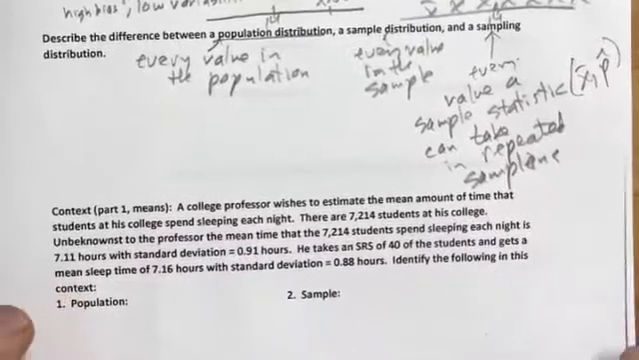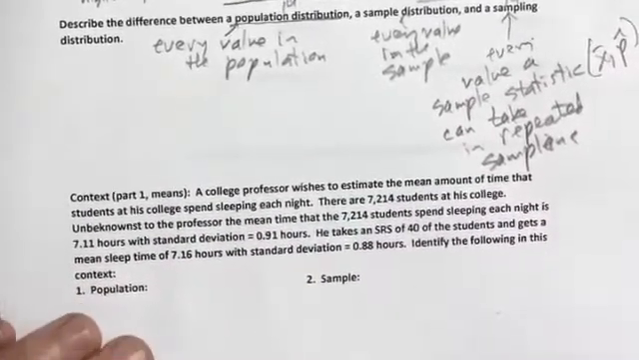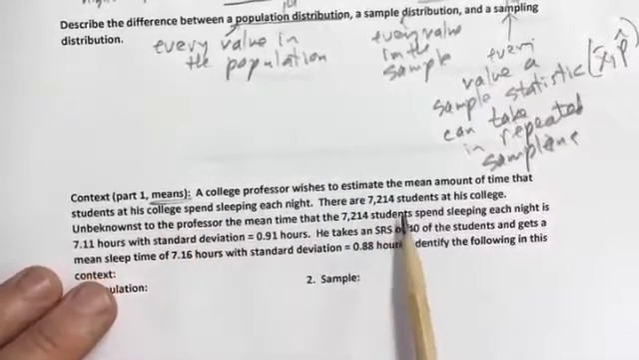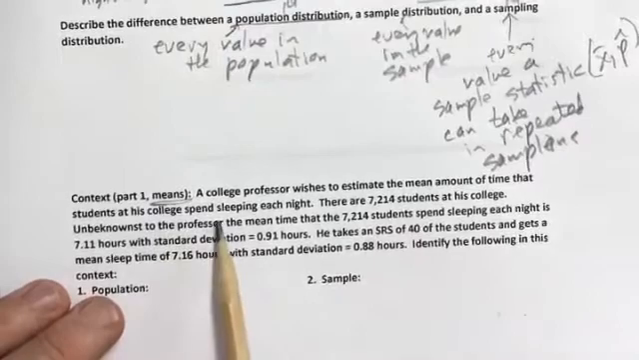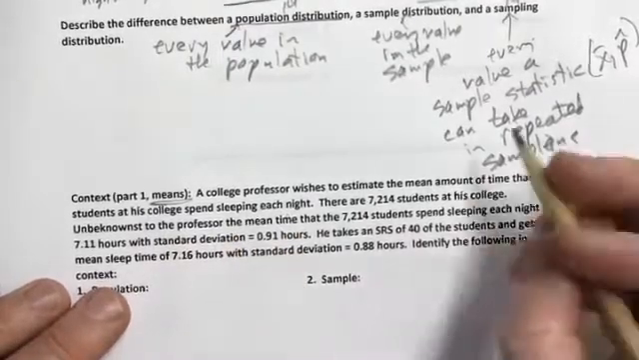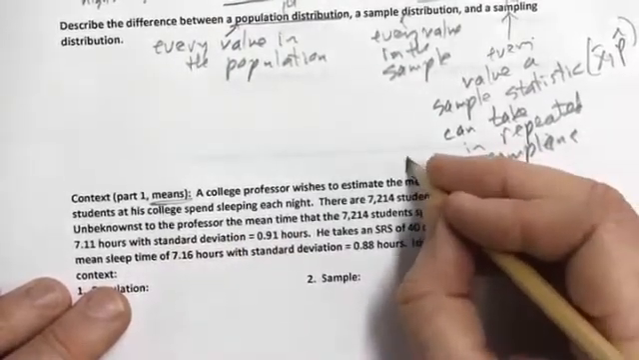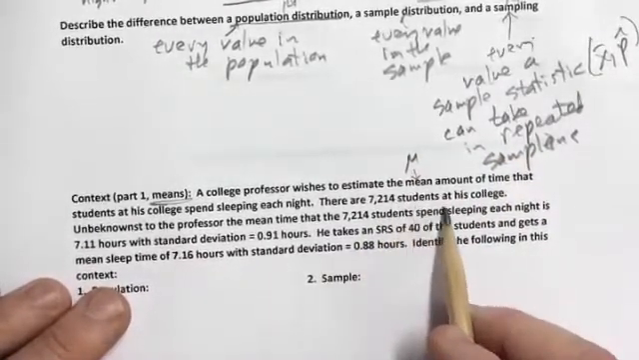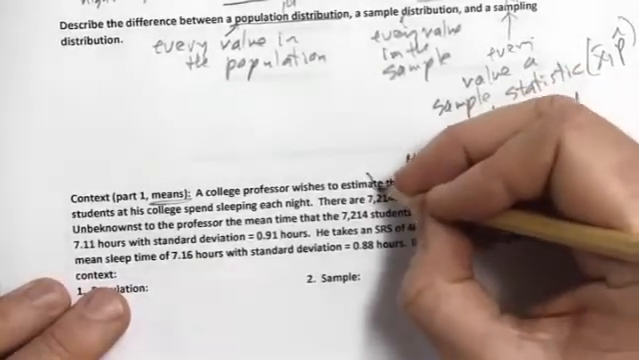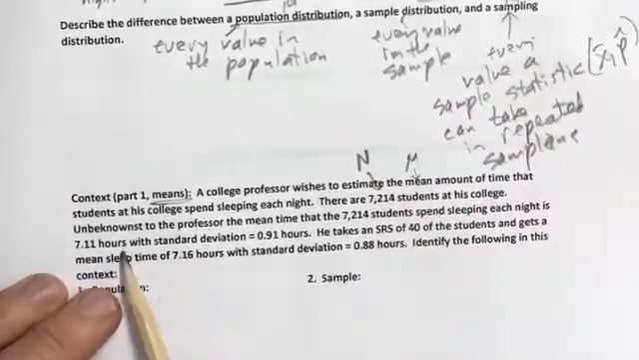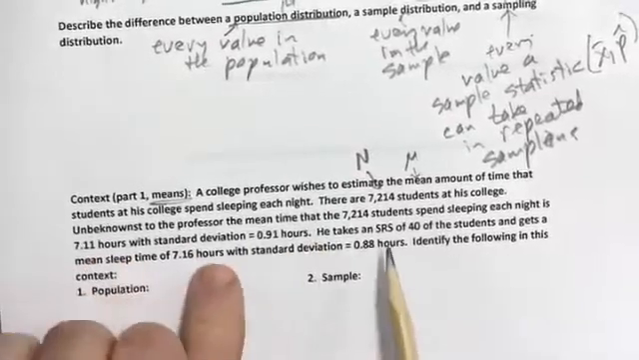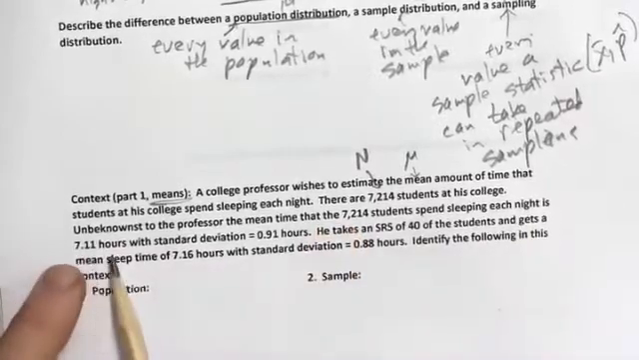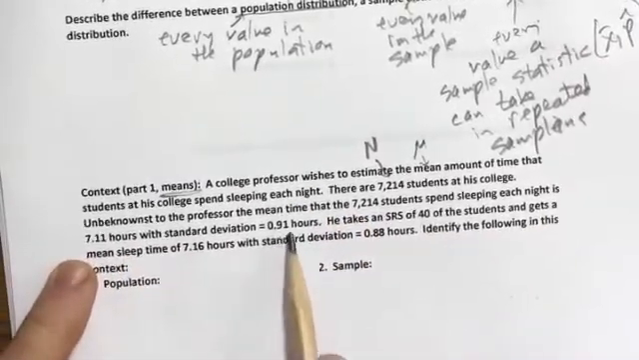All right, let's look at a couple of examples that will hopefully help out. In context one, this one deals with means. It says a college professor wishes to estimate the mean amount of time that students at his college spend sleeping each night. You see the word mean, so we're dealing with a mu. There are 7,214 students at the college, so that would be our big N, our population size. Unbeknownst to the professor, the mean time that the 7,214 students spend sleeping each night is 7.11 hours with a standard deviation of 0.91.